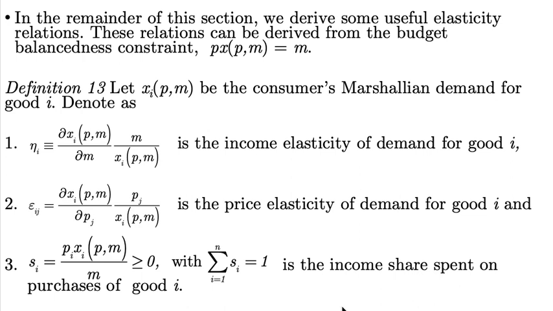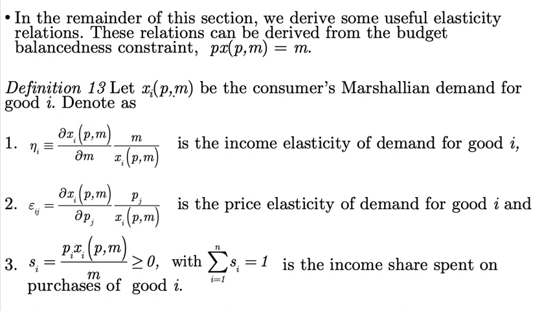The last part is to look at some very useful elasticity relations, and these kinds of relations can be derived from the budget balancedness constraint. When we say balancedness constraint of budget, it's actually total expenditure equivalent to total income. Now let's look at definition 13.